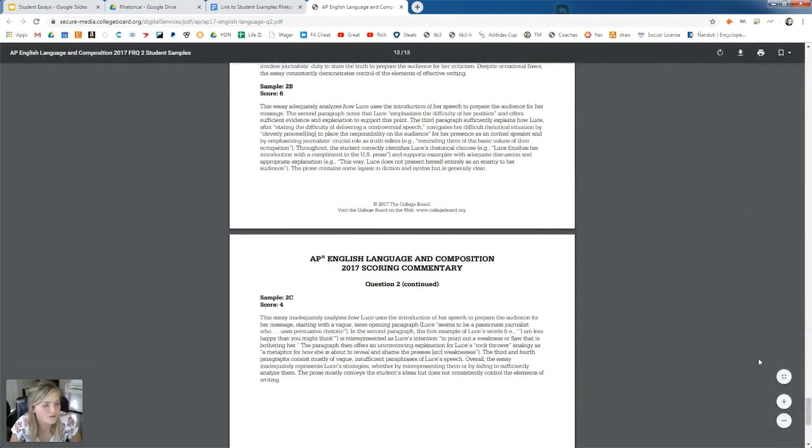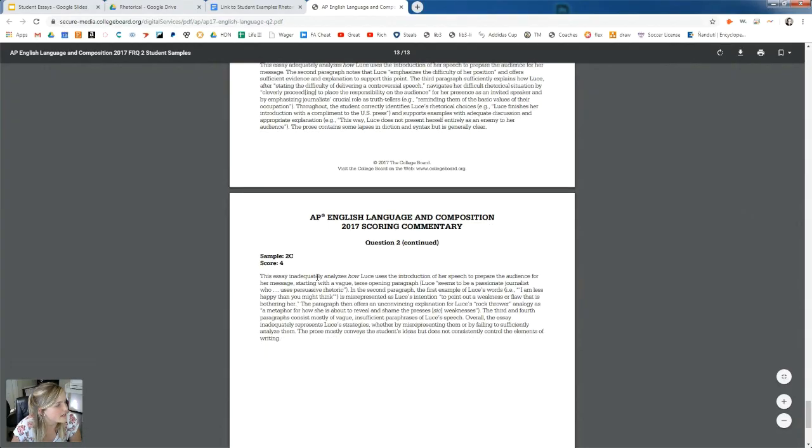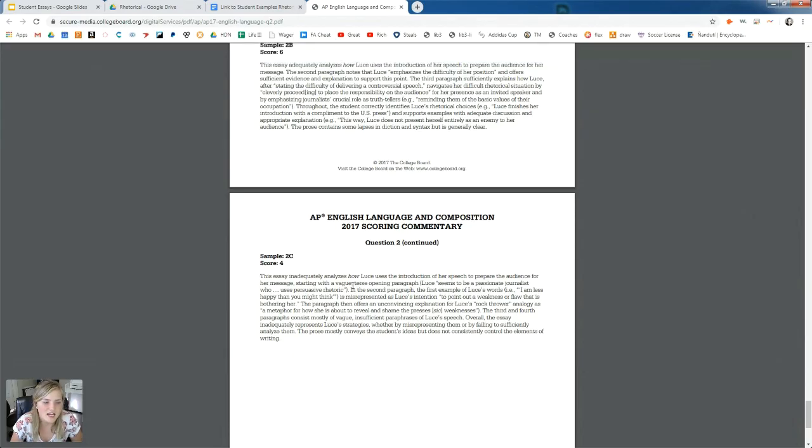So for those of you not familiar with last year's rubrics, this is not quite passing. Let's see why. This essay inadequately analyzes how Luce uses the introduction of her speech to prepare the audience for her message. Starting with a vague, terse opening paragraph, Luce seems to be a passionate journalist who uses persuasive rhetoric. And that's what I was saying, like, all those things are true, but it's merely a summary. It's not really analyzing. In the second paragraph, the first example of Luce's words, "I am less happy than you might think," is misrepresented as Luce's intention to point out weakness or flaw that is bothering her.